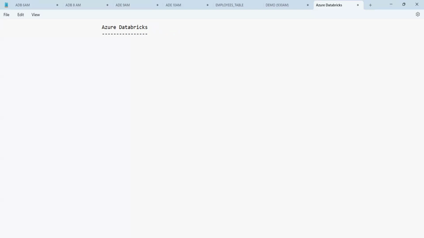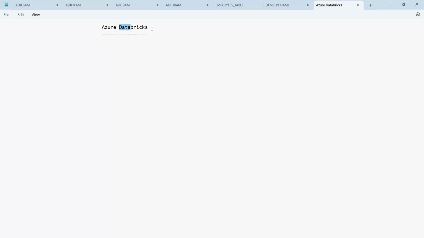Azure is nothing but a name used by Microsoft to market their cloud services. Okay, so Azure is the name used by Microsoft to market their cloud services.